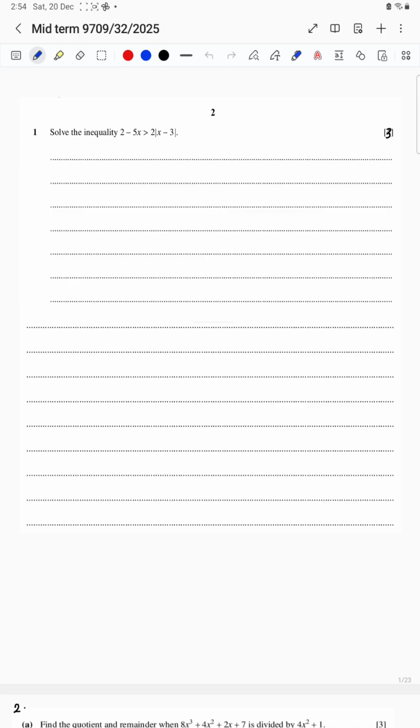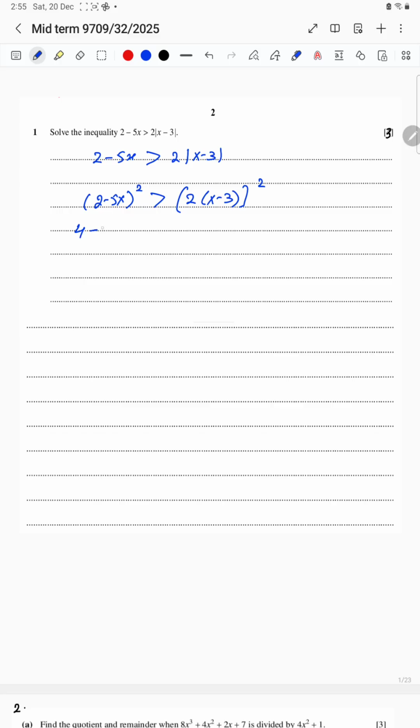Okay, the first question says solve the inequalities. This is 2 minus 5x is bigger than 2 times modulus x minus 3. So here, this is one side modulus, and other side is non-modulus. We can apply one of the properties of modulus function, by taking square on either side is the best approach. We can go by this 2 into x minus 3 whole square, and modulus will be finished.